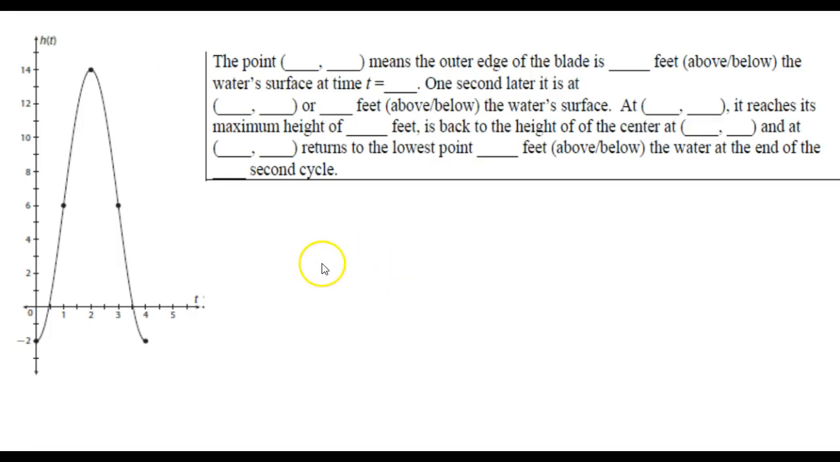So just in case you were wondering, before we go into the sentence starter, the wheel is going to continually start high above the water and then go below the water. So here it might be 14 feet above the water, and then it'll go 2 feet below, right? And every 2 seconds it goes back up.